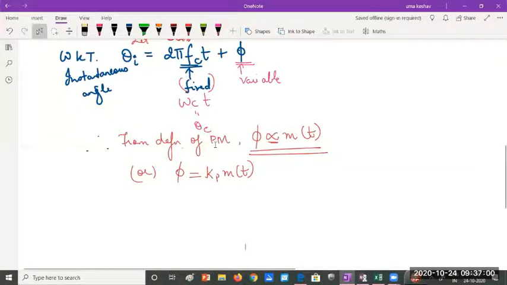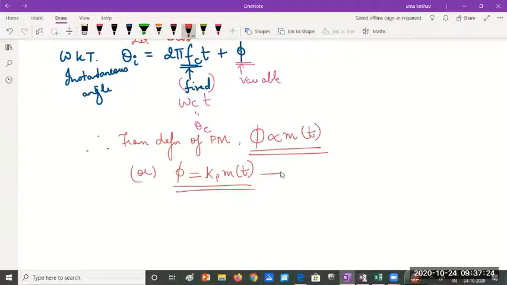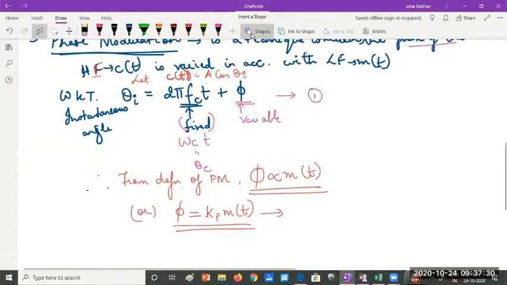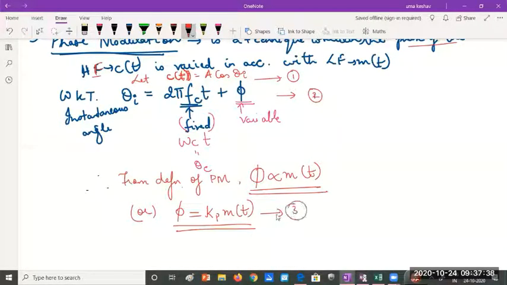By the definition of phase modulation, the variable phase of a given signal should be proportional to the message. It should be proportional to the message. So this is the proportionality symbol. If I change this proportionality to an equal to sign, we can write phi is equal to kp into m of t. Let this be 1, this 2, and this 3.